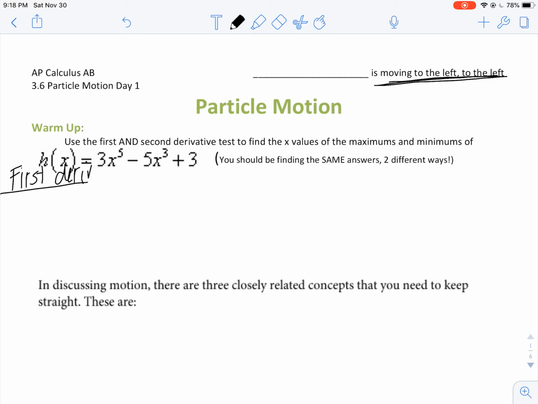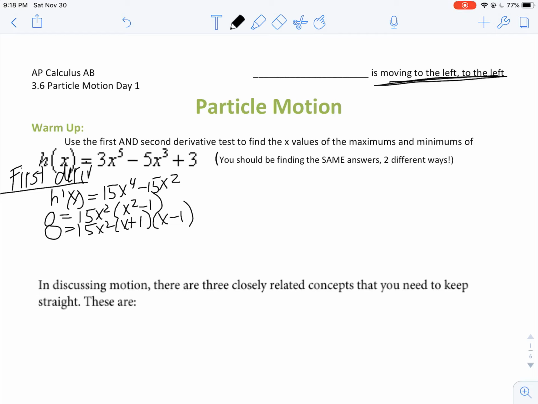All right, so first derivative is going to be 15x to the fourth minus 15x squared. We're going to set that equal to 0. I'm going to factor out the 15x squared. We get 15x squared times (x plus 1)(x minus 1). And now I'm going to make my little factor chart. My critical values are going to be x equals 0, x equals negative 1, and x equals positive 1.